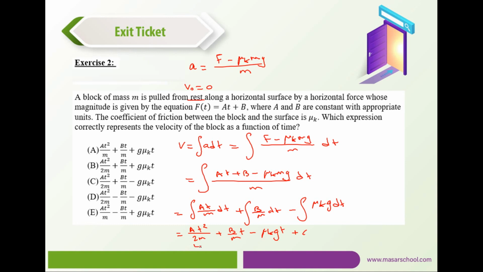Because all of these are polynomial functions and this is v, the constant of integration would be the initial speed, and we're starting from rest, so that would be 0. And in this case, if we compare, the correct answer would be C.